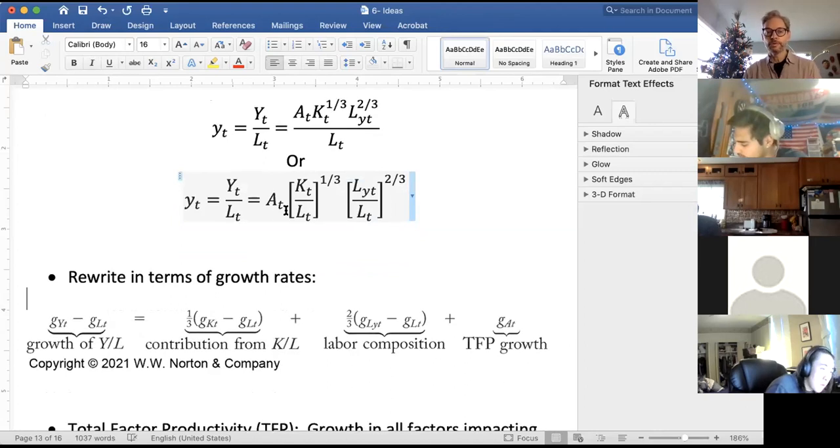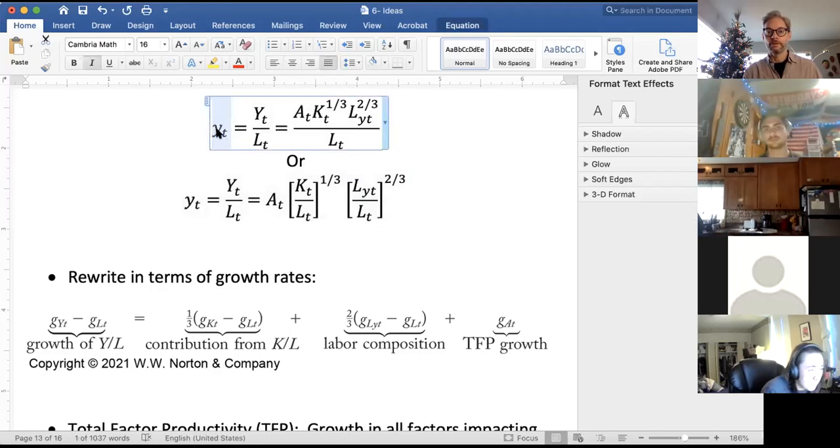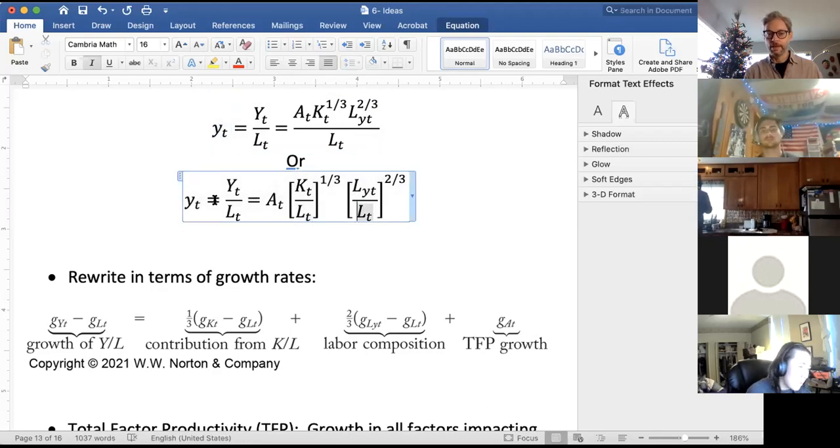Now what we want to do is we want to take this in terms of growth rates. So in other words, what we need to do is use those rules that we talked about on day 2, right? So if you remember on day 2, we said that output is equal to productivity, capital, and labor. But if we write it in growth rates, the growth rate of output is equal to the growth rate of productivity, the growth rate of labor, and the growth rate of capital.